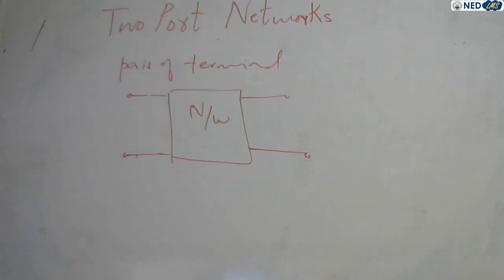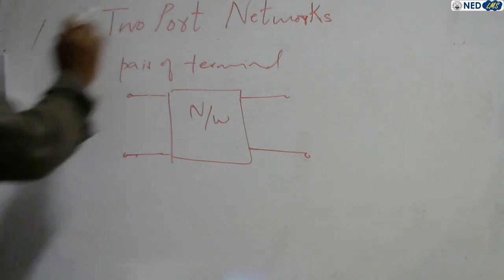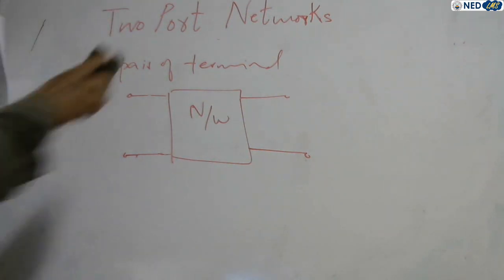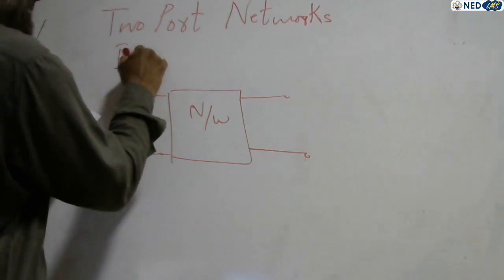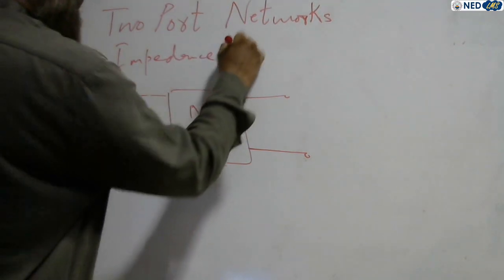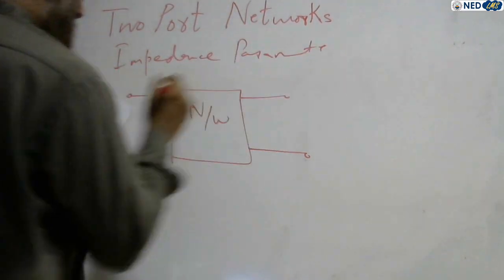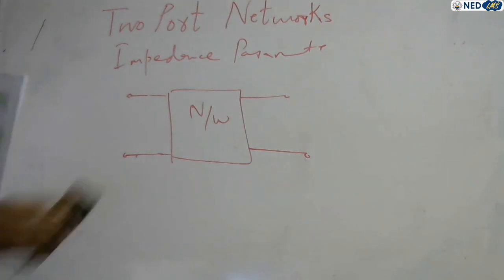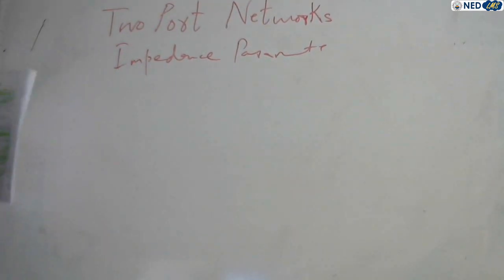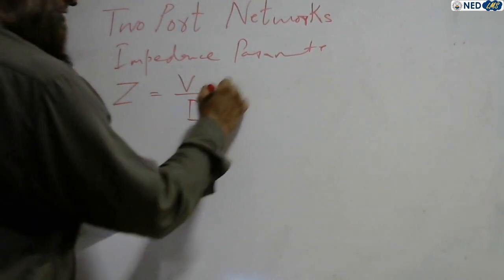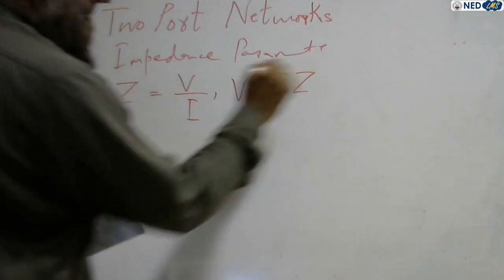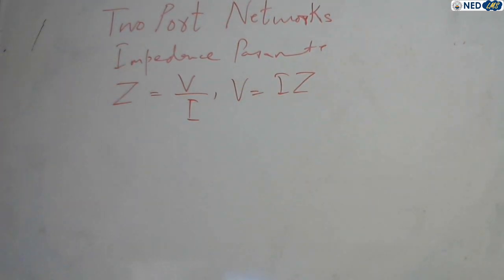So in two port networks, we have to calculate certain parameters, and the first parameter is the impedance parameter. We know very well impedance is denoted by Z. What is impedance? Impedance is the ratio of voltage over current, right? Because we know that voltage equals current times impedance, so impedance equals voltage over current.